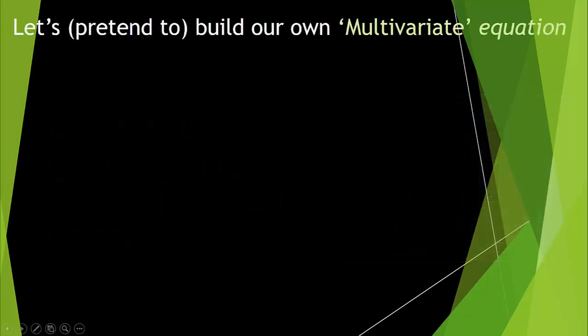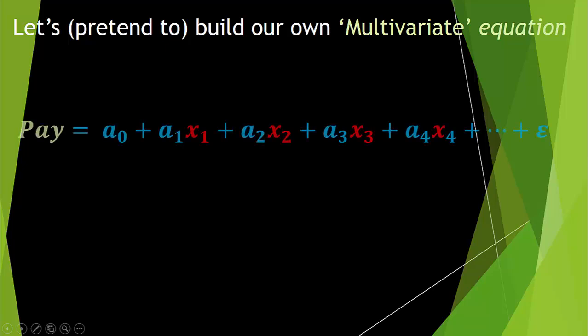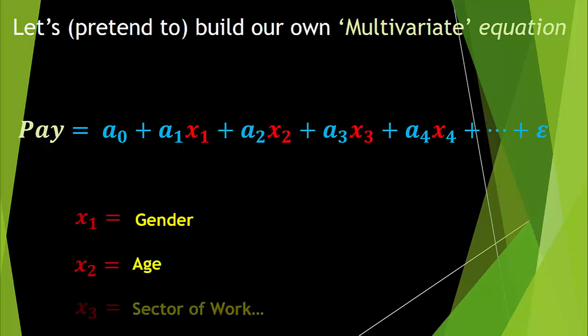So let's pretend to build our own multivariate equation. It will end up looking something like this, where each of the x's represents a different variable and each of the a's represents a number which is a weighting or risk factor. For example, x1 might be gender, x2 might be age, x3 might be the sector of work, etc.